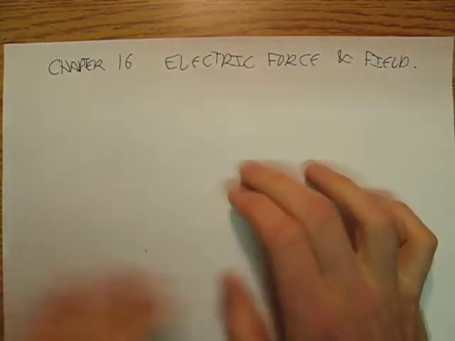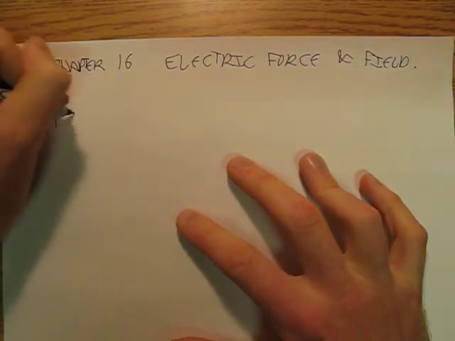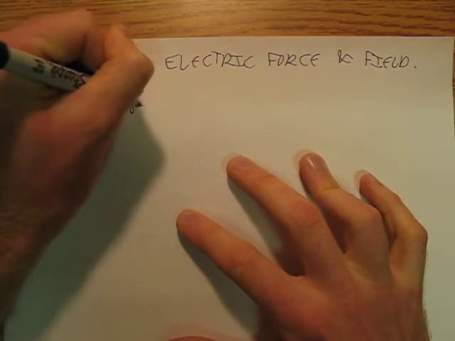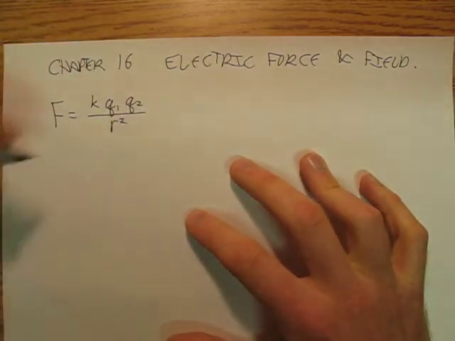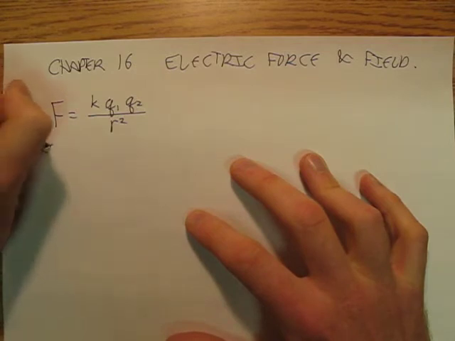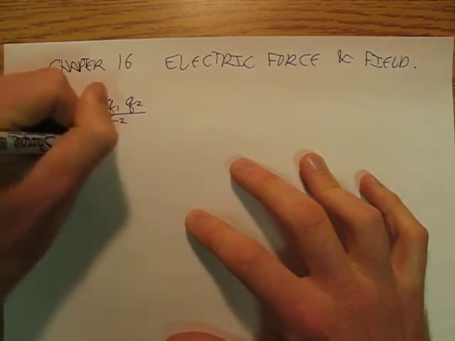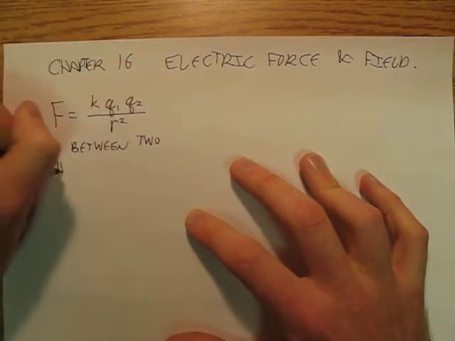Okay, and so I'm going to just sort of start off with the big equation. The big equation is F equals K Q1 Q2 over R squared. So this is the force between two charges.